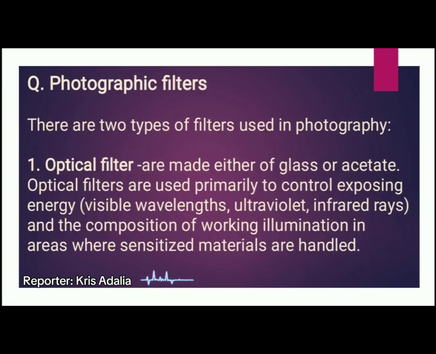Photographic filters. So there are two types of filters used in photography. First is optical filter, made either of glass or acetate. Optical filters are used primarily to control exposing energy, visible wavelengths, ultraviolet, infrared rays, and the composition of working illumination in areas where sensitized materials are handled. So it is used to modify the properties of light by selectively transmitting specific wavelengths or colors while attenuating others.